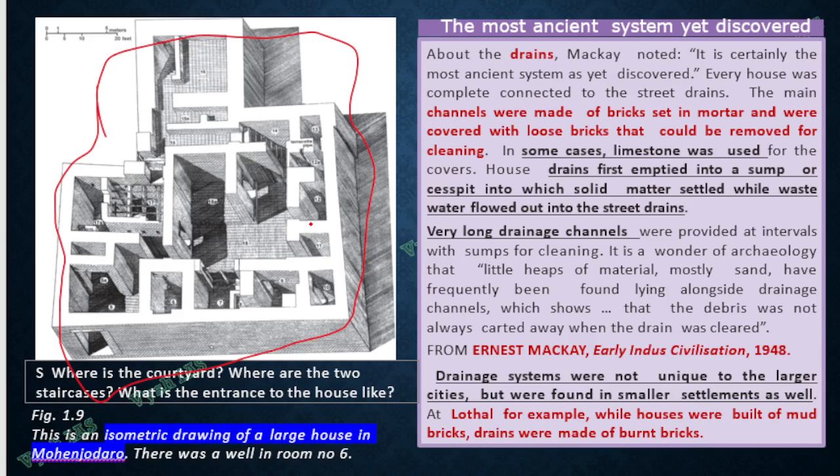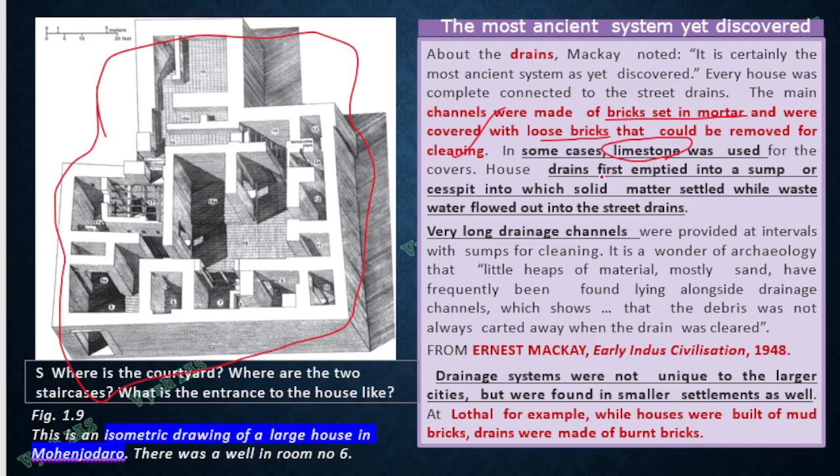So about the drains also, as I told, bricks are there, loose bricks, and they are placed in such a way that you can even remove the bricks so that cleaning can be done. It's not like it was made one time and then keeps accumulating water and sewage. It can be cleaned from time to time. And in some cases limestone was used. UPSC can also ask this: for the drainage purpose, Harappans used to use limestone. So it's a true statement.